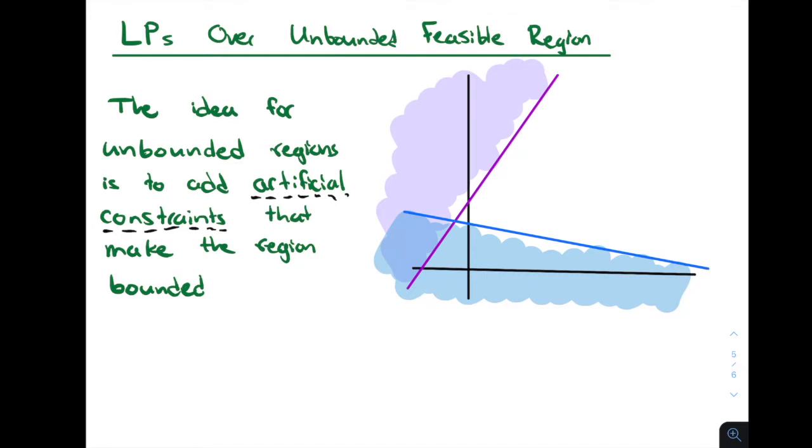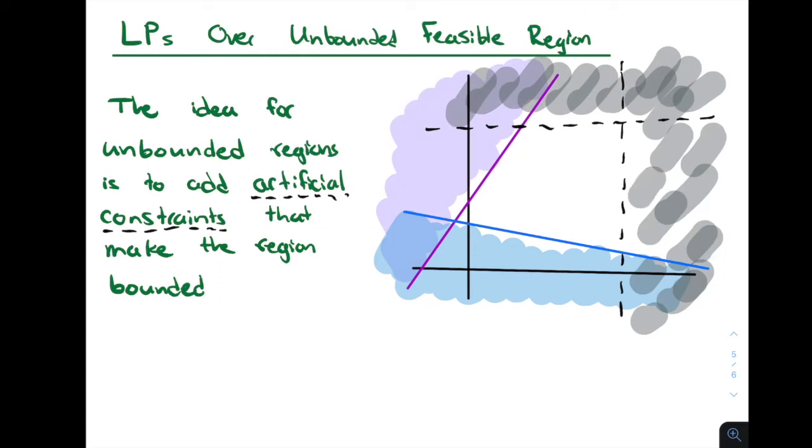In this example, we have an unbounded feasible region, but if we added two artificial constraints, we can artificially make our feasible region bounded. This will introduce artificial corners.